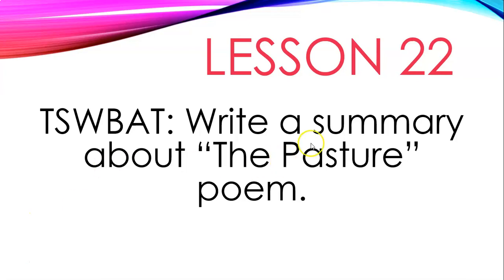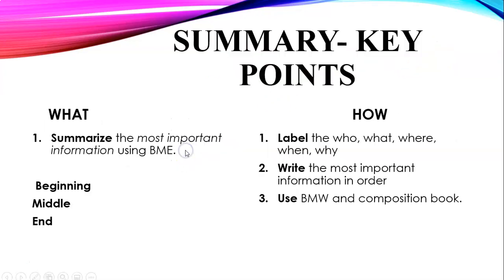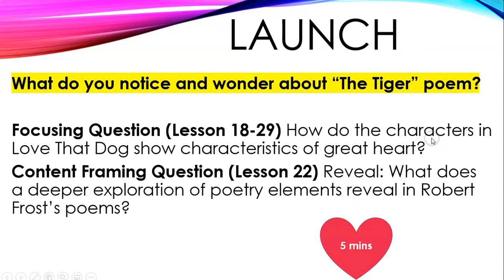Students will be able to write a summary about the pasture poem. Remember, we did this yesterday. For a summary, we're using beginning, middle, and end. We're only putting important information. So what are we doing? Summarize the most important information using BME. Remember, BME is beginning, middle, and end. How are we doing that? Well, we have to know the who, what, when, where, why. We only write down the most important information in order, and we're going to write it in our composition book.